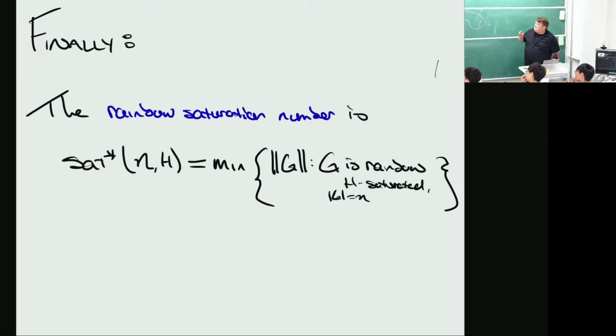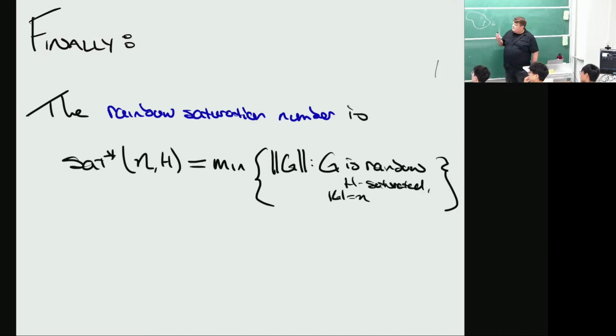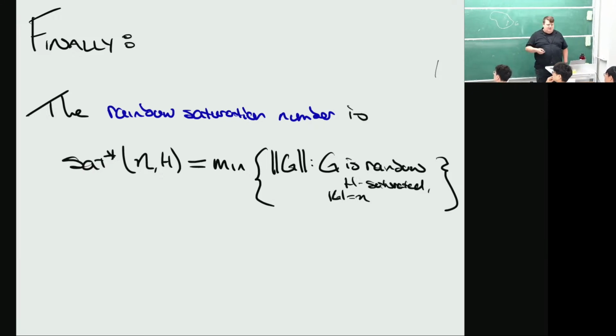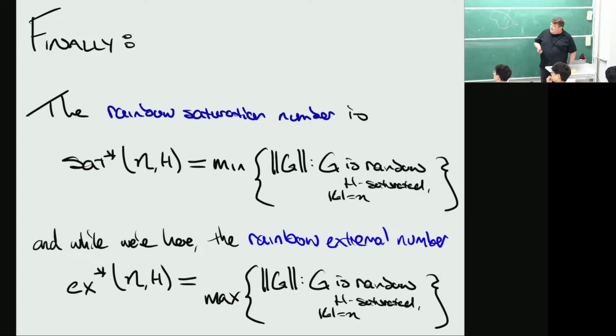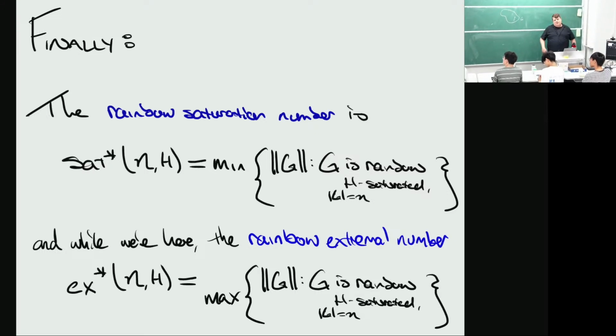Okay, so then I can define the rainbow saturation number in exactly the same way that I defined the regular saturation number, since I overloaded the word saturation to mean what it needs to mean. So again, it's just the minimum number of edges in a rainbow saturated graph. And lucky us, we can define the rainbow extremal number in exactly the same way, as the largest number of edges in a graph on n vertices which is again rainbow H saturated.